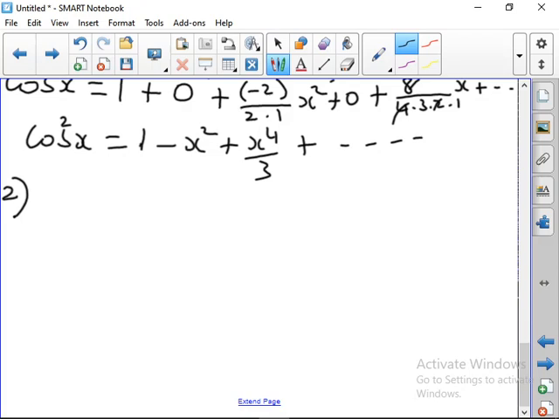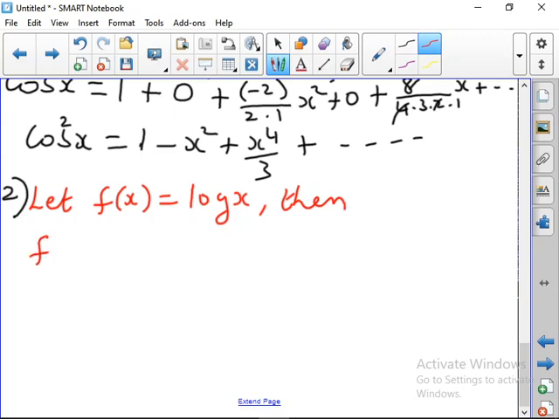Okay. So, first, what is the Taylor series? Taylor series, do you remember? So, let f of x here be log x. F of x is equal to log x. Then, what about the Taylor series?